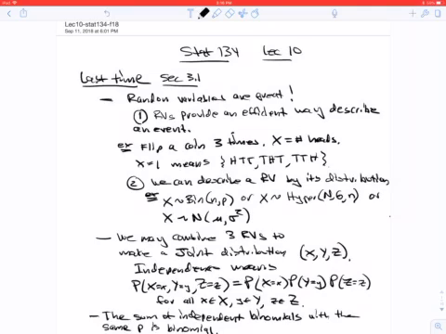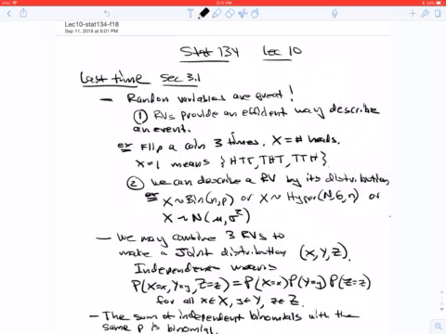Last time we started section 3.1, where I hope to convince you that random variables are great. The reason that random variables are great is because they provide an efficient way to describe an event. So for example, if your experiment is to flip a coin 3 times and x is the number of heads, you can write x equals 1 to mean the event that you have HTT or THT or TTH. In other words, it's a much more concise way to represent an event.